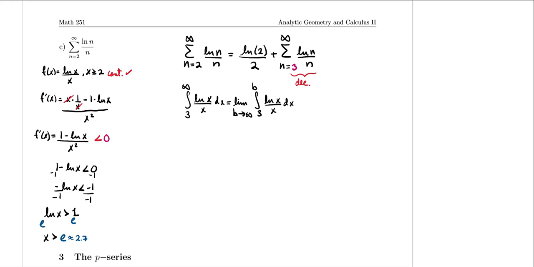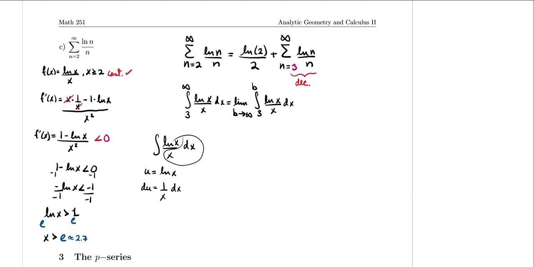Alrighty, let's figure out what our integral will be. If we're dealing with the integral of ln of x over x, dx, and I'm going to ignore the bounds for now, this looks like a simple u substitution. I'm going to let u equal the ln of x, so that du equals 1 over x dx, which is exactly what we have here.